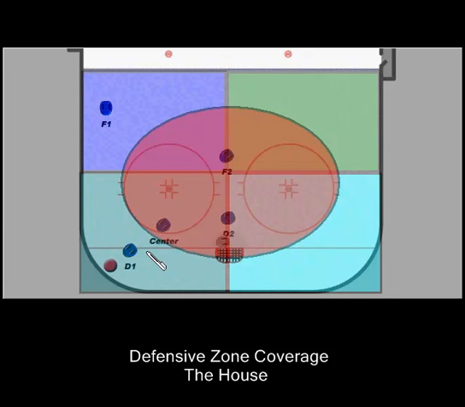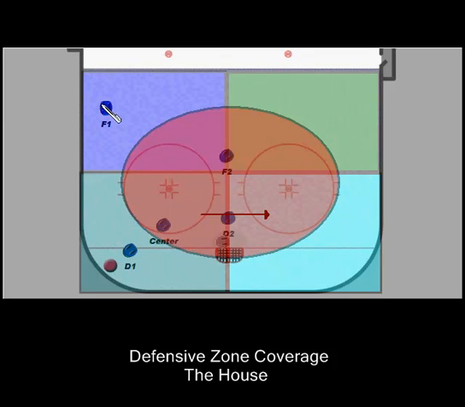Again, as the play moves on, the concepts are 4 zones on the ice. Zone 1 here when the puck is in this corner, D1 in the center. Zone 2 on this side, D2 has this area behind the net. Center has support coverage.